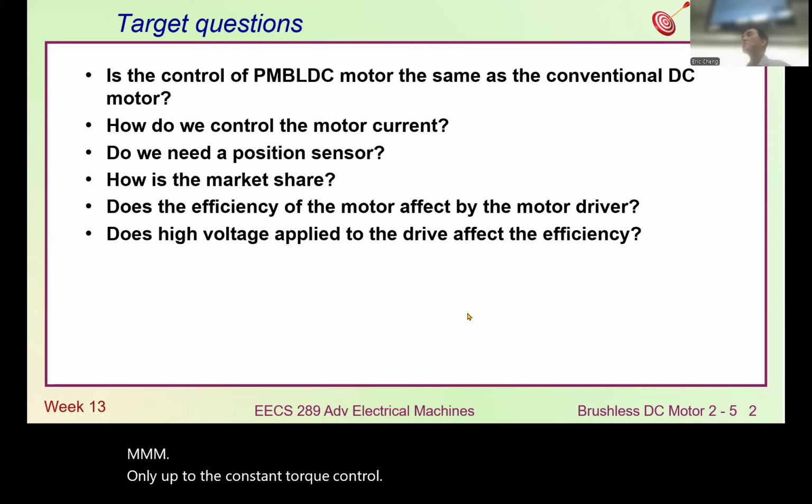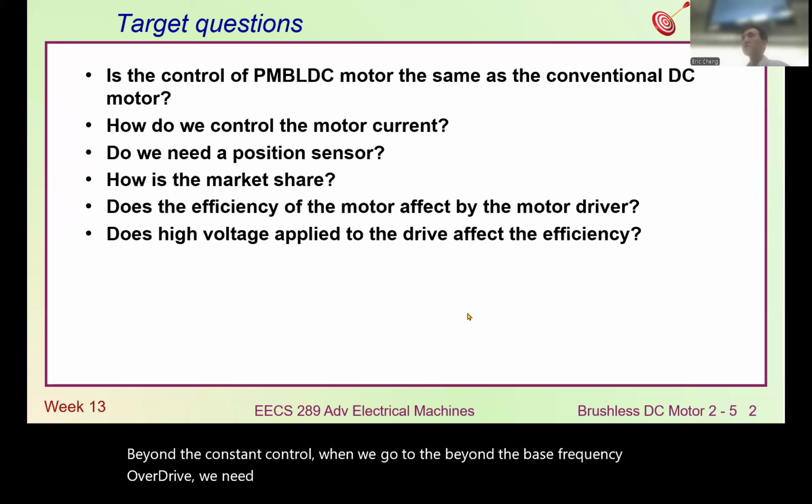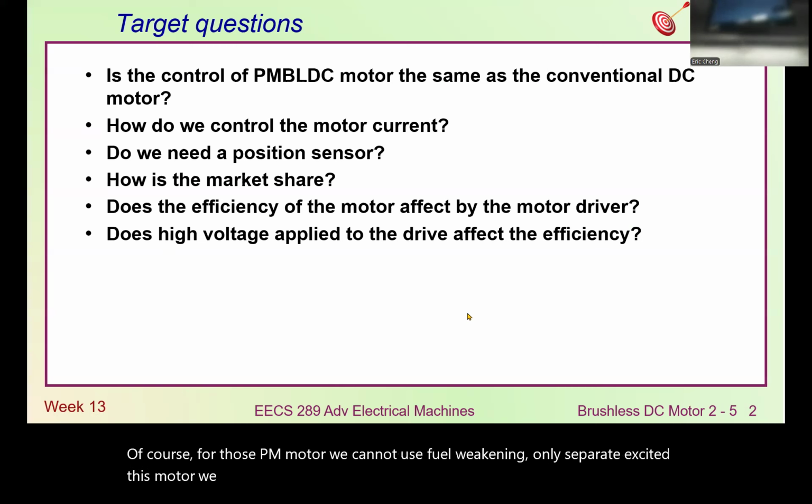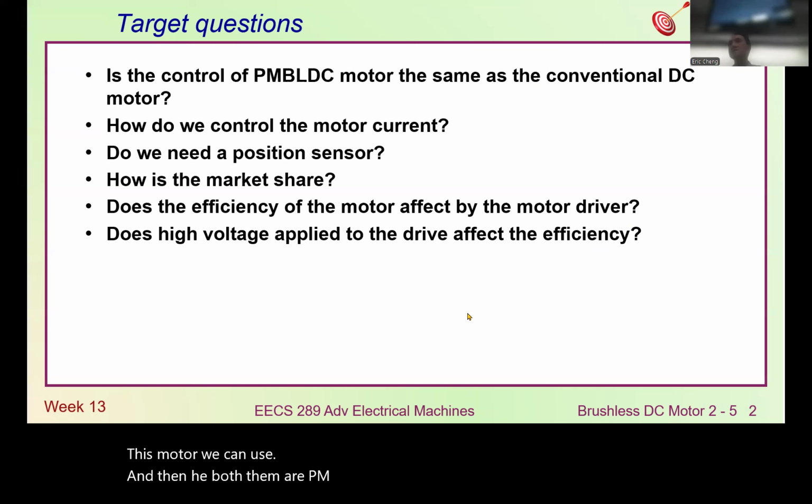Beyond the constant torque control, when we go beyond the base frequency, overdrive, we need to use another control method because one can use field weakening, one cannot. Of course, for those PM motors, we cannot use field weakening. Only a separately excited DC motor can use field weakening. And if both of them are PM motors, then the control method will be quite similar.